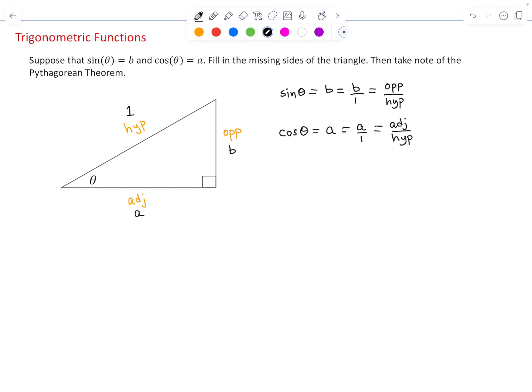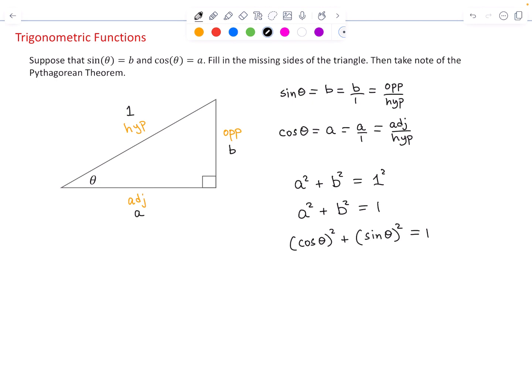Let's take note of the Pythagorean theorem next. So we know that leg squared, a squared, plus other leg squared, b squared, will be equal to the hypotenuse squared, 1 squared. And of course, 1 squared is just 1. And we also know that a is the cosine of theta and b is the sine of theta. So we have cosine of theta squared plus sine of theta squared is equal to 1. This creates what's known as the Pythagorean identity for trigonometry. Cosine squared plus sine squared of any angle.